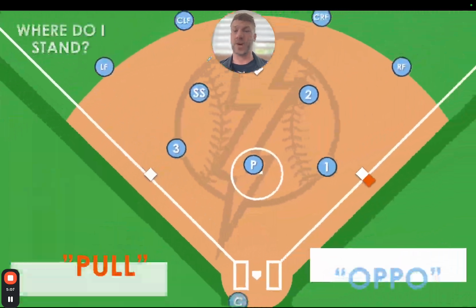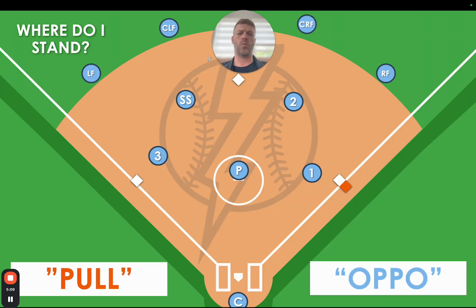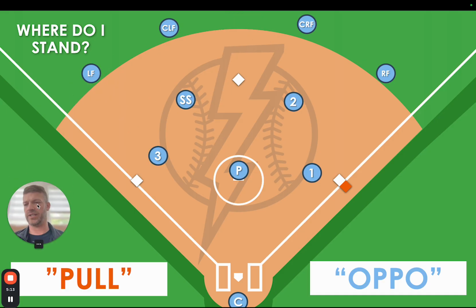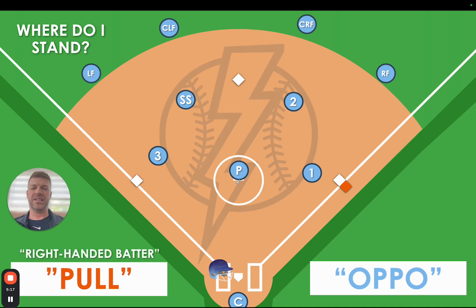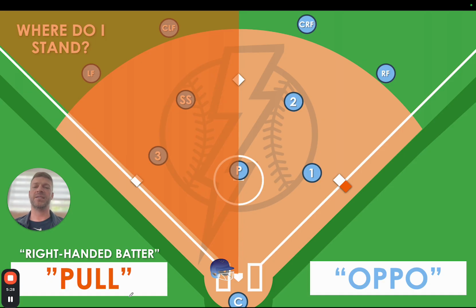Okay? So, let's look now at where do we stand? So, we got a batter, and this is a right-handed batter. That's the opposite. It's different than the guy that we just saw. The guy we just saw is left-handed. So, here's this girl. She's a righty, which means that anything to her left side is going to be her pull hits. Anything to the right side is her opposite side, or oppo hits.